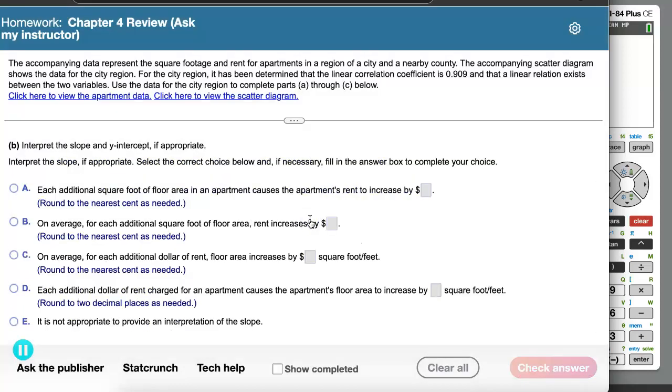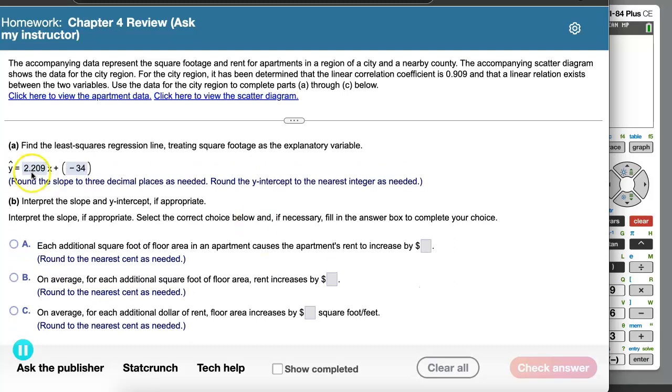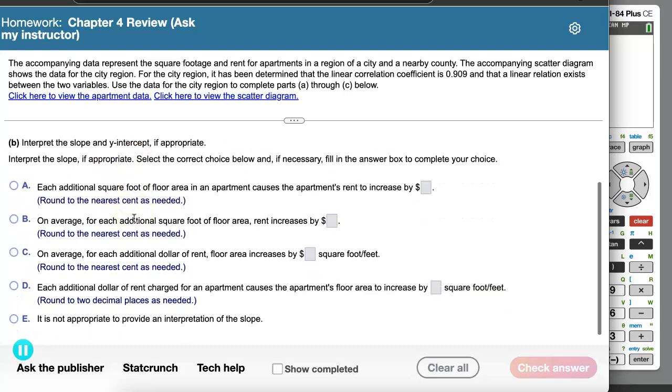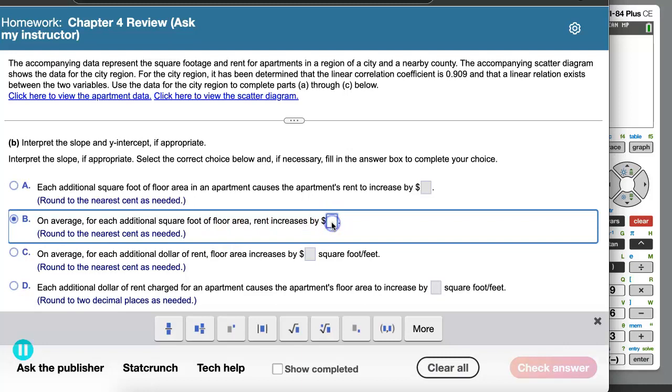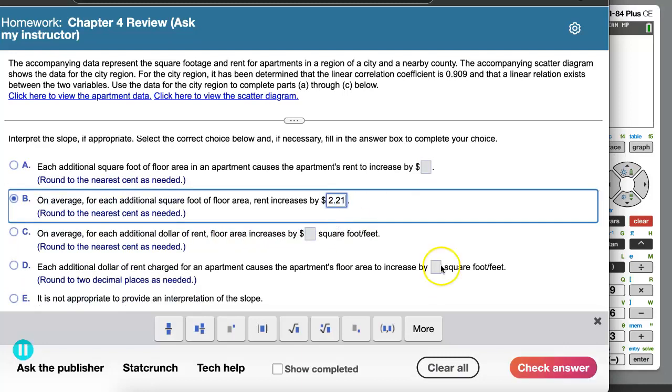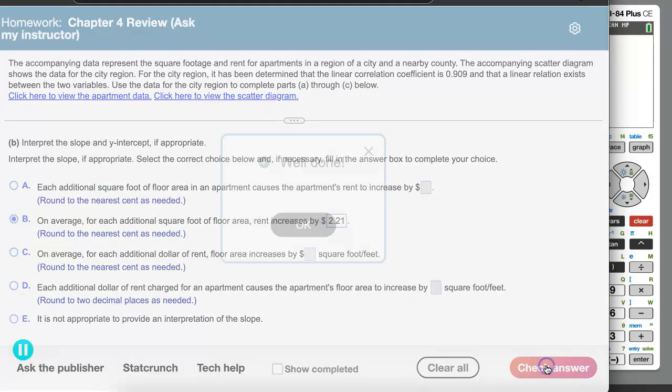Then we're asked some follow-up questions here, like to interpret the slope, what does that mean, and maybe even fill in some values as well. So remember our slope was 2.209. What that tells me is that on average, this would always be some type of average, for each additional square foot of floor area, the rent is going to increase by 2.21 because this is in dollars.